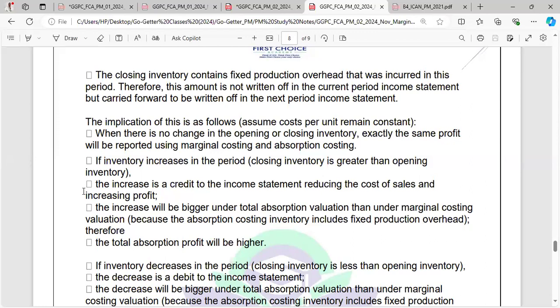The increase is a credit to the income statement, and it will reduce the cost of sales. Do you know that closing stock is always removed from the cost of sales? And when closing stock is removed from the cost of sales, cost of sales will reduce. When the cost of sales is reduced, what happens to profit? Your profit will increase. So know this, if your closing inventory is bigger than your opening inventory, your cost of sales will reduce, and the effect is your profit will be increased. And it will be bigger if we are using absorption costing method. So the total profit will be higher in absorption costing method.